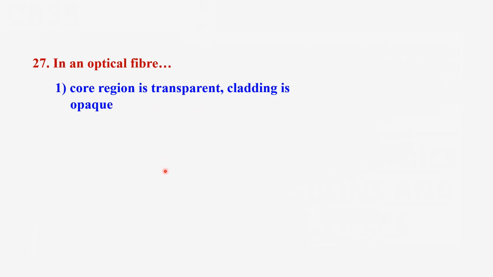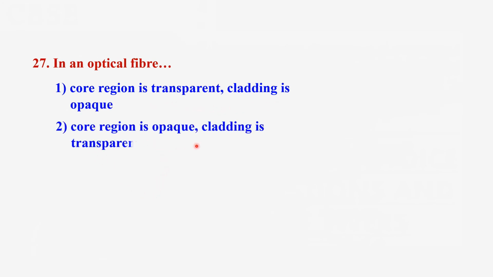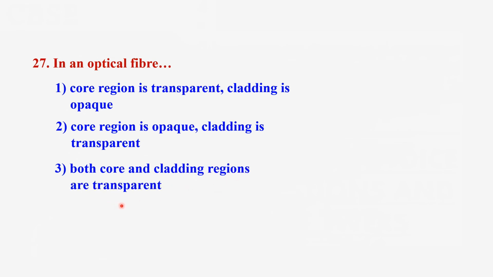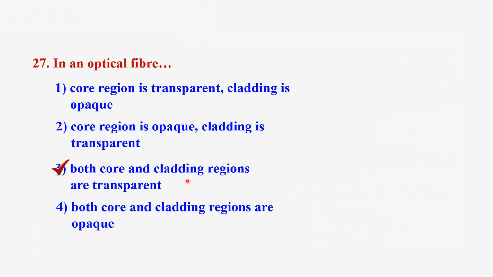In an optical fiber: core region is transparent, cladding is opaque; core region is opaque, cladding is transparent; both core and cladding regions are transparent; both core and cladding regions are opaque. So in an optical fiber, both core and cladding regions are transparent. Okay, the third option is correct.